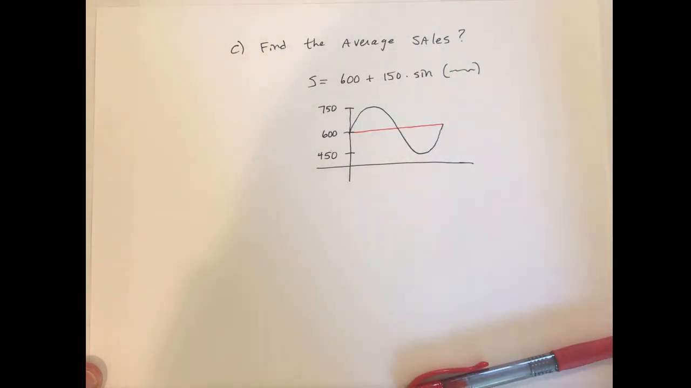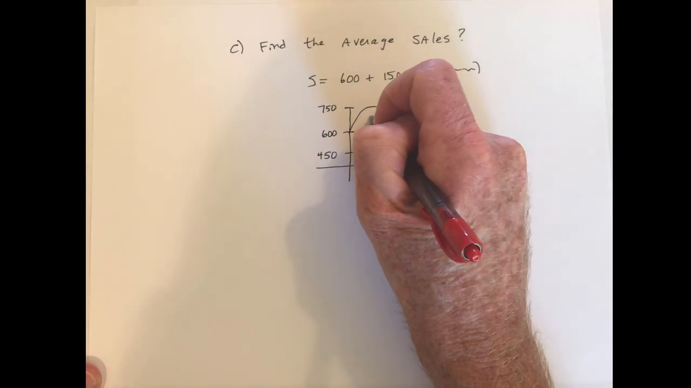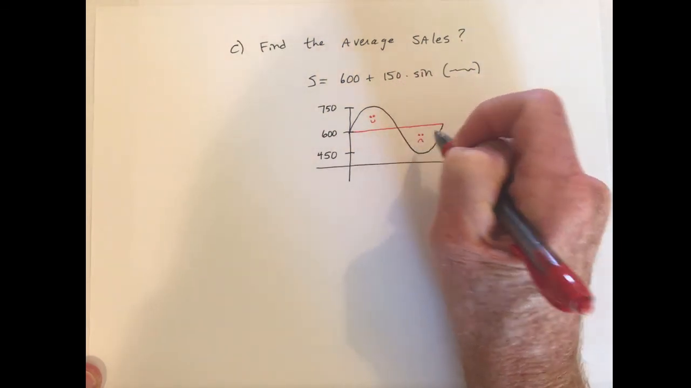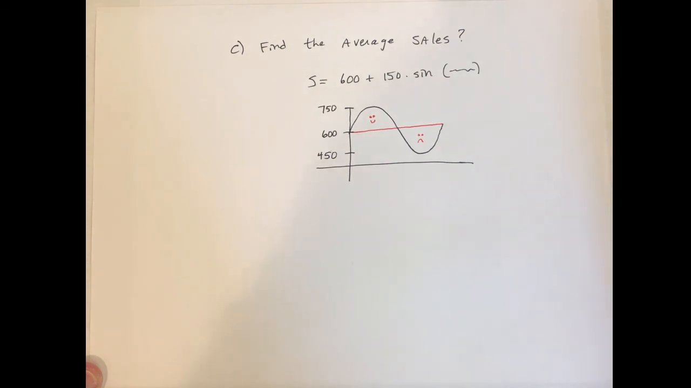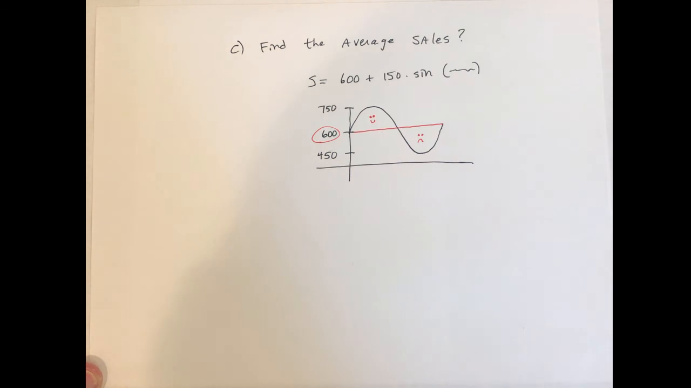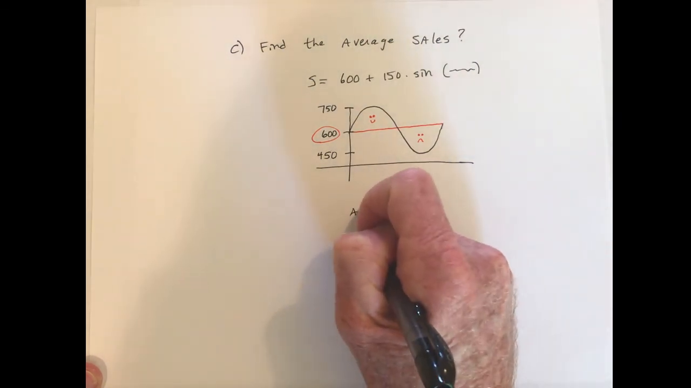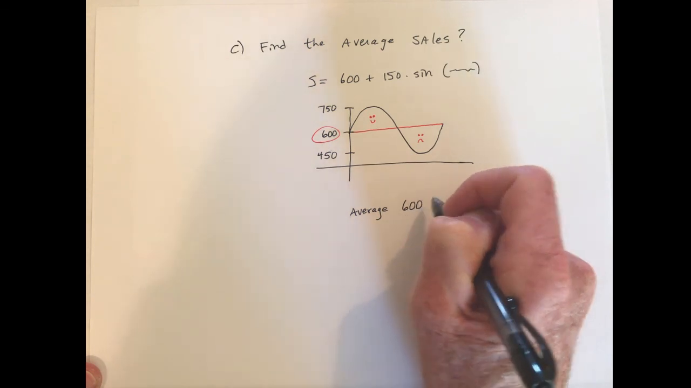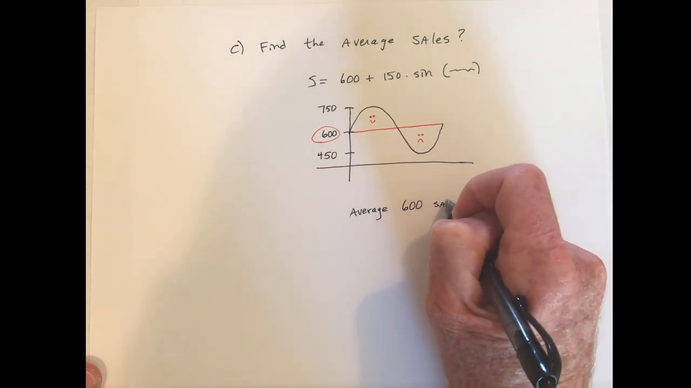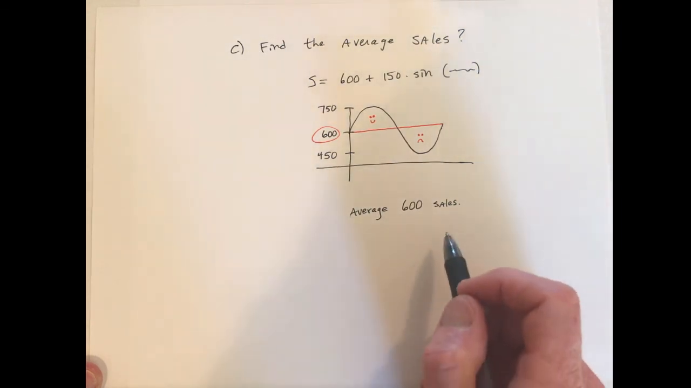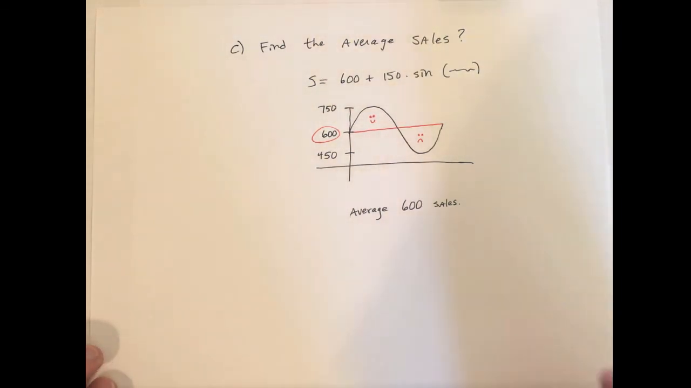that red line is in the middle, because half of the time they're above average and half of the time they're below average. So that means this number right here, that's the average. So that one didn't take much work. The average is equal to 600 sales. Since it's a bike company, I assume those are bicycles, but perhaps it's parts or something else.